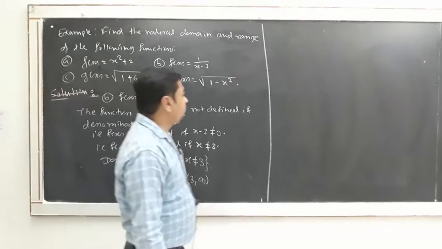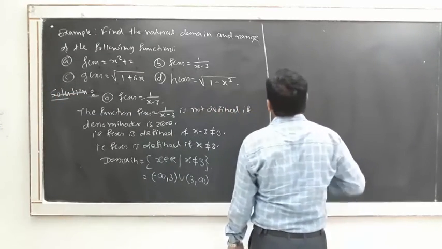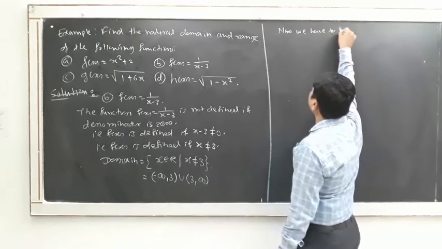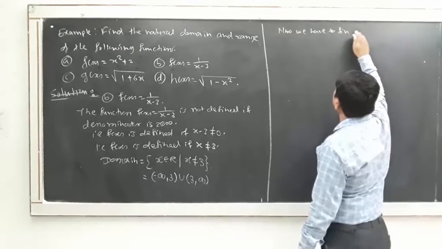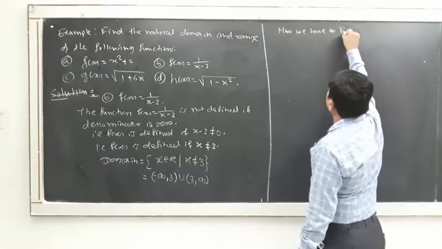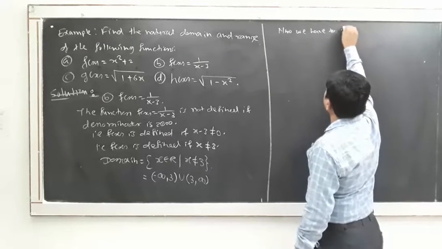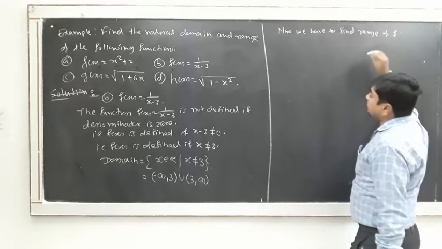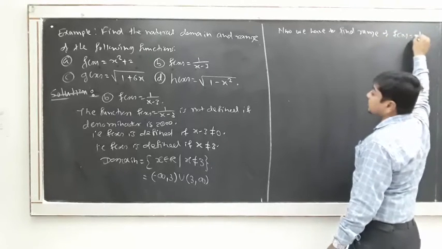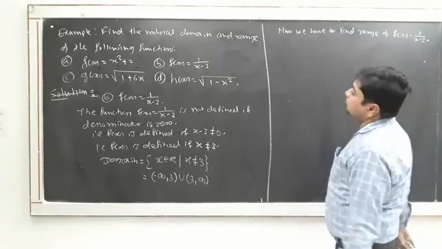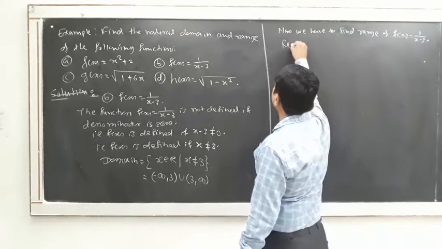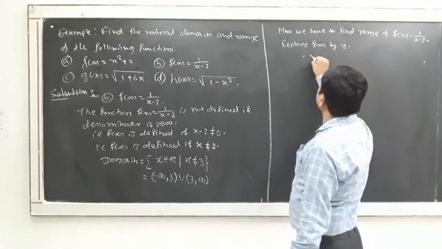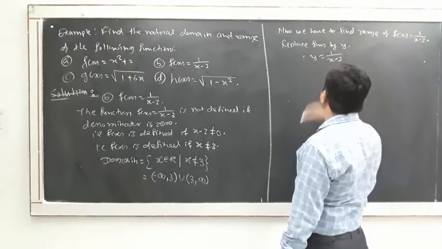Okay, now we have to find the range. For range, now we have to find the range of f, where f of x is equal to 1 upon x minus 3. What is our first step? Replace f of x by y. So what you can write here? y is equal to 1 upon x minus 3.